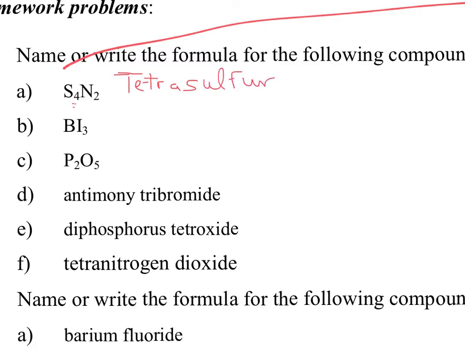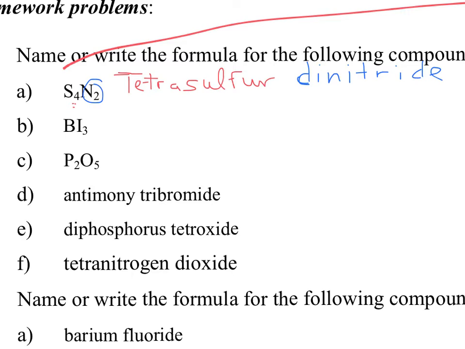Now the second element is going to be a lot different. The second element will always change. There will always be a prefix, and the ending will always change. We know that the prefix has to be di, because di goes along with the subscript 2. So I'm going to have di, and the nitrogen is going to turn from nitrogen to nitride. Okay, so that is the answer for that one: tetrasulfur dinitride. I know it doesn't sound right, but again, some of these you just kind of have to play with. And let me forewarn you, some of these may not even be real compounds, but the naming system is the important aspect here.